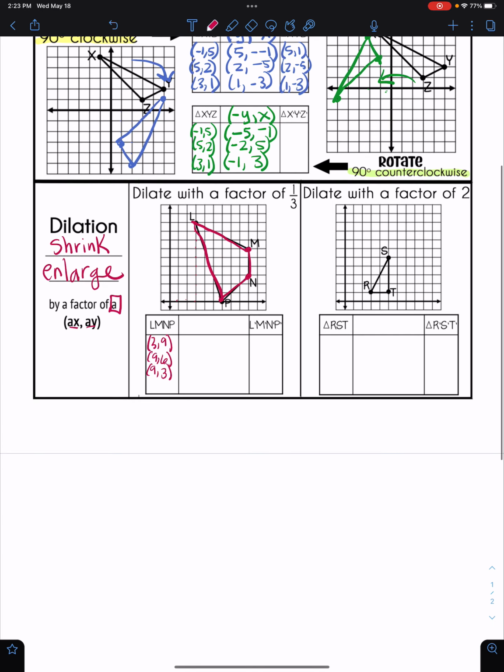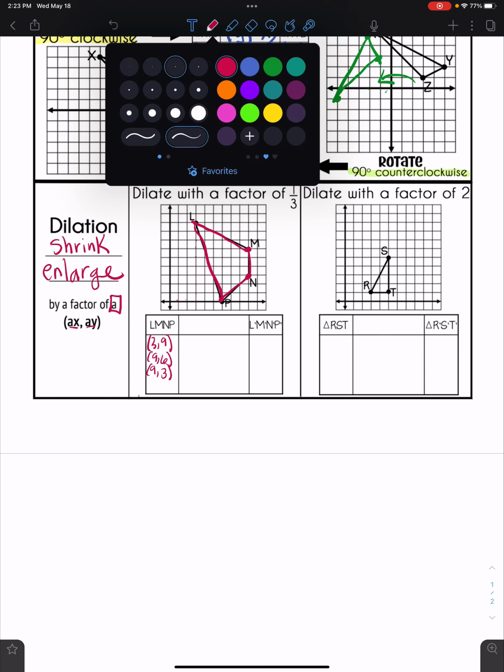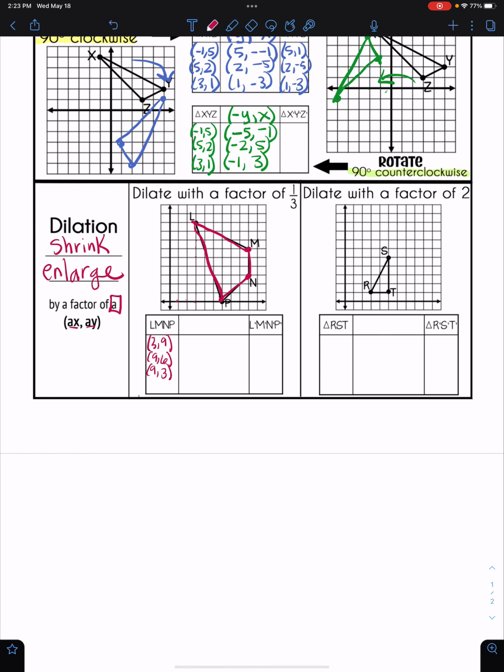Move this up for me. Oh, that's so much easier. And then we have 6 and 0. All right, and the directions say to dilate it with a factor of 1/3. So we're making it 1/3 as big, which means I'm going to do 1/3 A and 1/3 B. So I'm going to do 1/3 times 3 and 1/3 times 9. I'm going to do 1/3 times 9, 1/3 times 6.